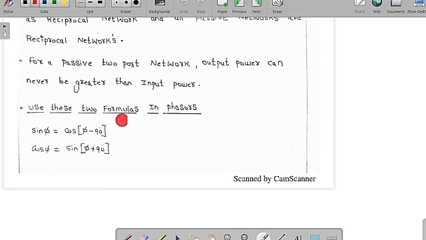These two formulas are very important in phasor analysis. You can write sin phi as cos of 90 minus phi, or cos of phi minus 90, whereas cos phi is equal to sin of phi plus 90. If you want to convert sin to cos or cos to sin, use these formulas: sin phi is equal to cos of phi minus 90, whereas cos phi is equal to sin of 90 plus phi.